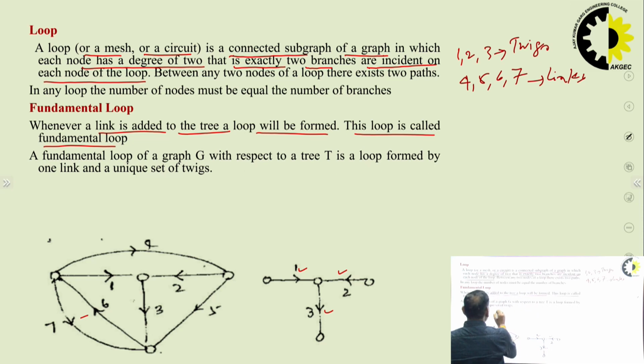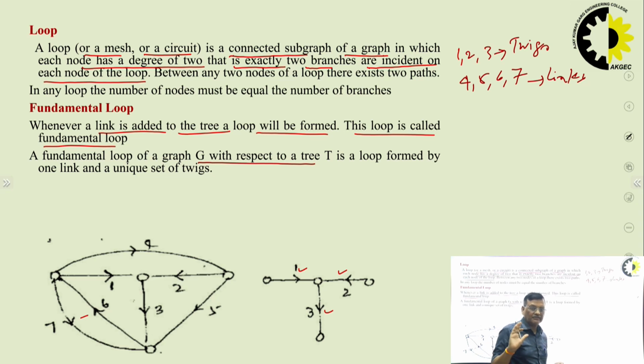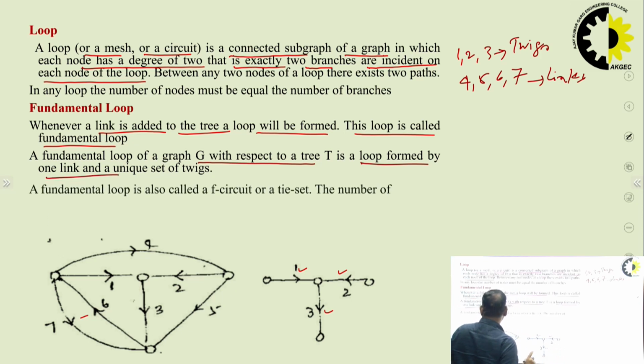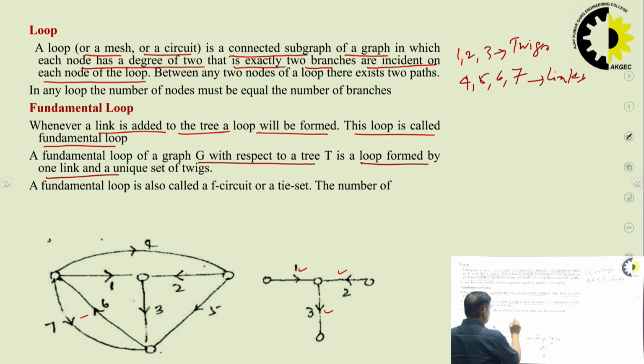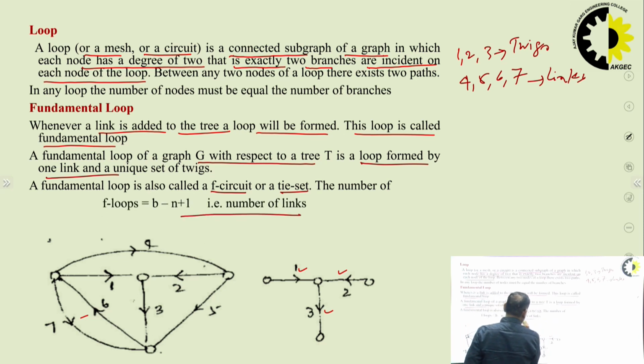So a fundamental loop of a graph with respect to a tree. Remember, the fundamental loop is defined for a particular tree. It is a loop formed by one link and a unique set of twigs. A fundamental loop is also called a fundamental circuit or fundamental tie set, and the number of fundamental loops is equal to the number of links. So how many fundamental loops are there? There are 4 fundamental loops.